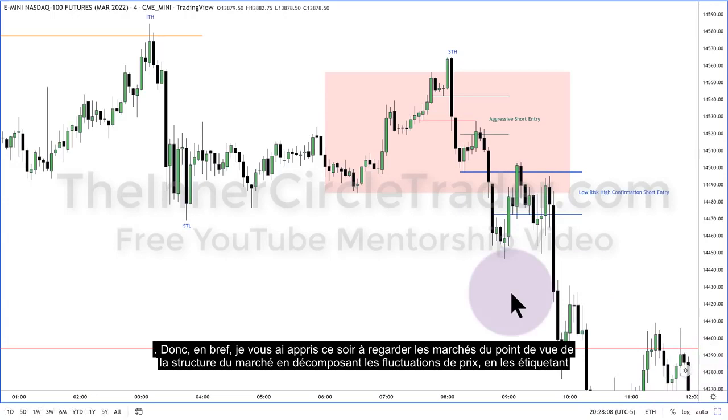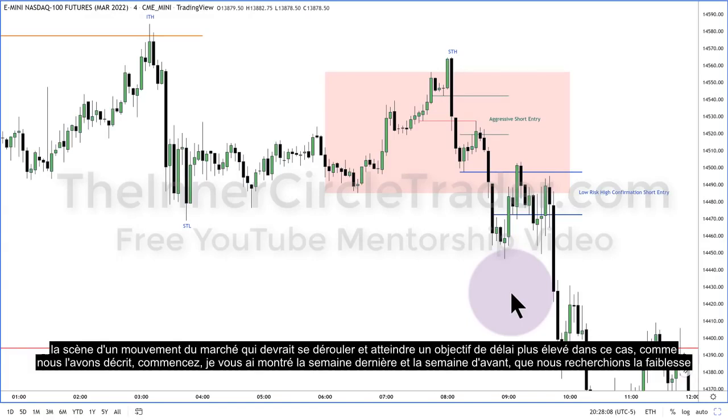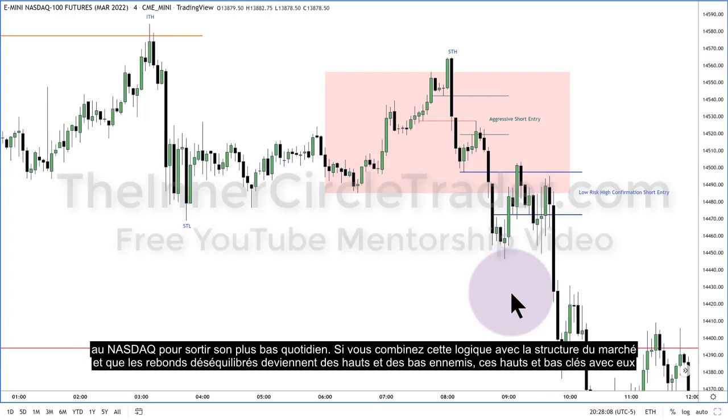So in short, I've taught you tonight to look at the markets from a market structure perspective by breaking down the price swings, labeling them, specifically an imbalance that's rebalanced. That intermediate term high or low should not be violated. That's a key high or a key low. That sets the stage for a market move that should unfold and deliver to a higher time frame objective. In this case, as we outlined in the beginning, I showed you last week and the week before that we were looking for weakness in NASDAQ to take out its daily low.